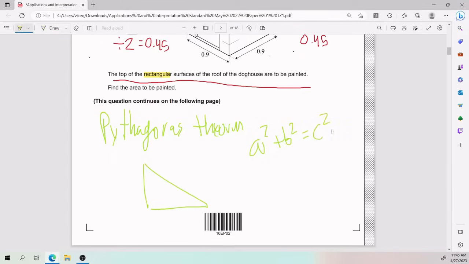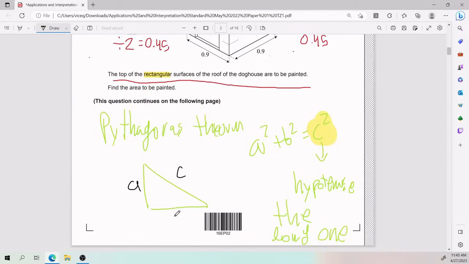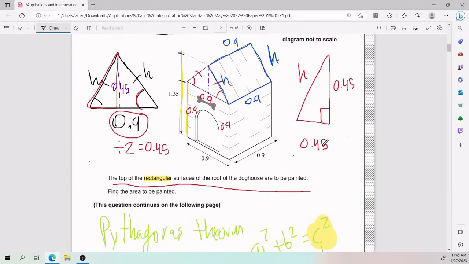A lot of people use this automatically, but they don't understand why. How do you know which one is c? c is going to be the hypotenuse. That's the fancy math word. If you want to learn it intuitively, which is how I like to teach it, it's the long one. So the long one is going to be your c. The long one is here. A and B, you can switch them, it doesn't matter. I'm going to call this A, this B, and this C.